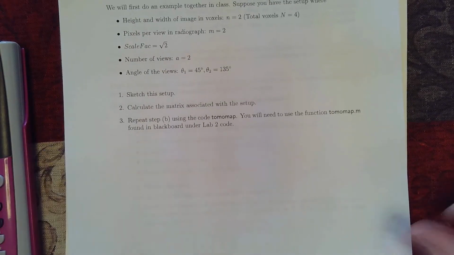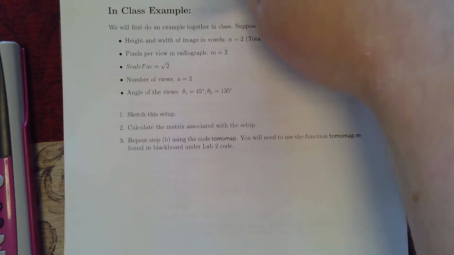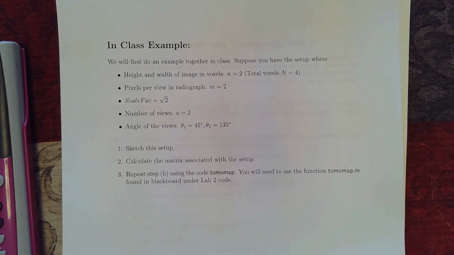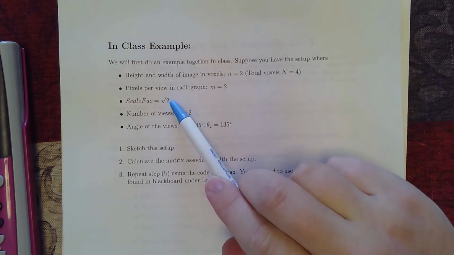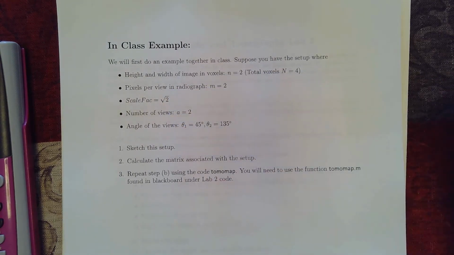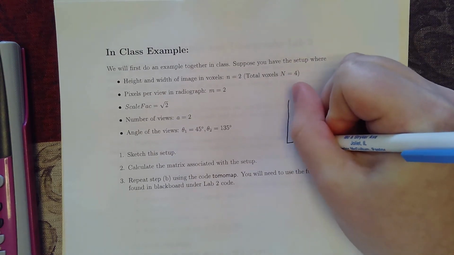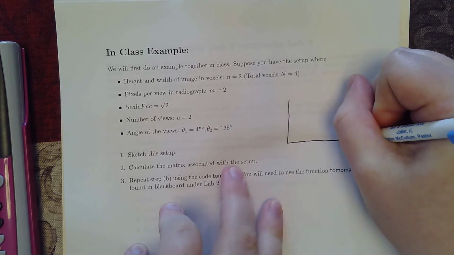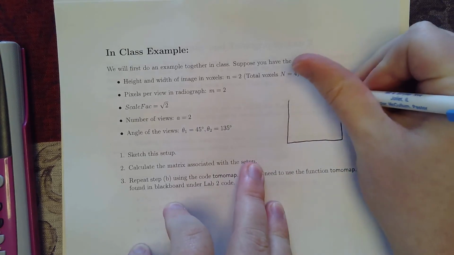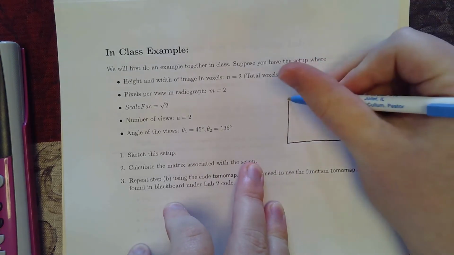So let's go through maybe 2 more examples, just to get you started and make sure you're understanding where things are coming from. All right, so what we're going to have is some sort of setup like this. Again, we're not going to worry too much about scale factor. And what we will do is create an image in voxels. It's going to be a 2x2 image.